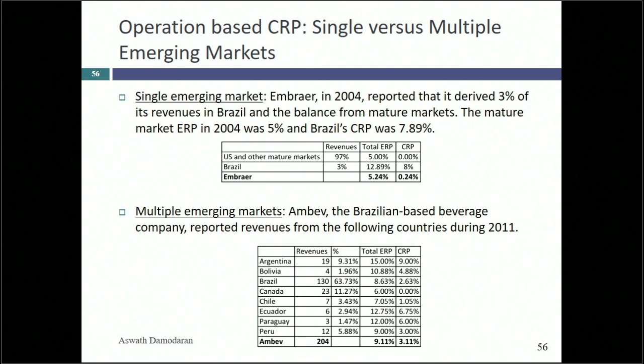As I said, revenues are the one item that companies consistently break down. So here I've taken two examples: Embraer and Ambev. Embraer in 2004, if you look at its breakdown, got 97% of its revenues from US and Western Europe, 3% from Brazil. And if I base my equity risk premium entirely on revenues, it looks like a US company. And I'll be quite honest, I'm probably underestimating Embraer's equity risk premium by doing this. Why? Because all of their production is still in Brazil. So I'm ignoring production entirely, and if I do, it looks very much like a US company.